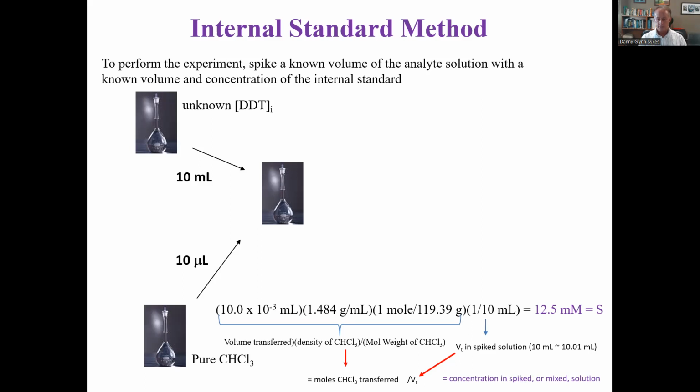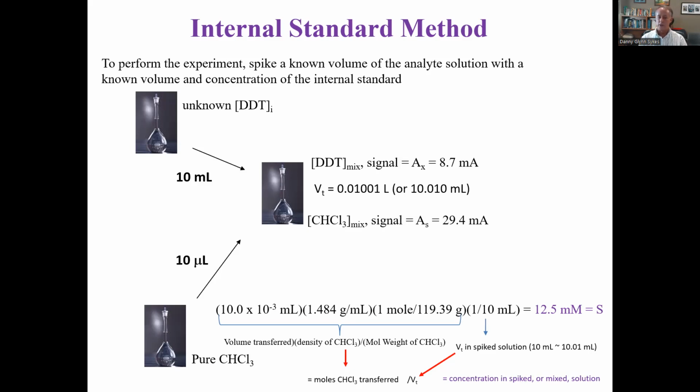So the total volume in my spike solution is 10.01 mL. I'm going to put that into my instrument, and I get a signal for both DDT and chloroform.